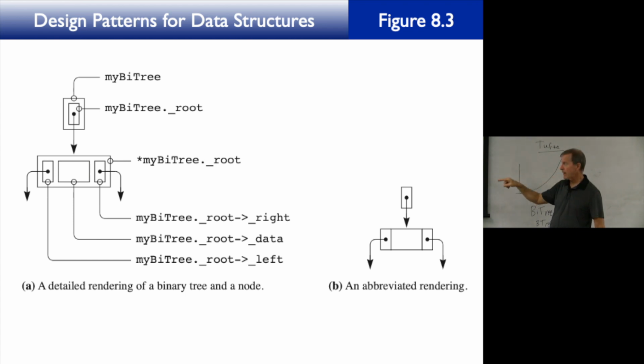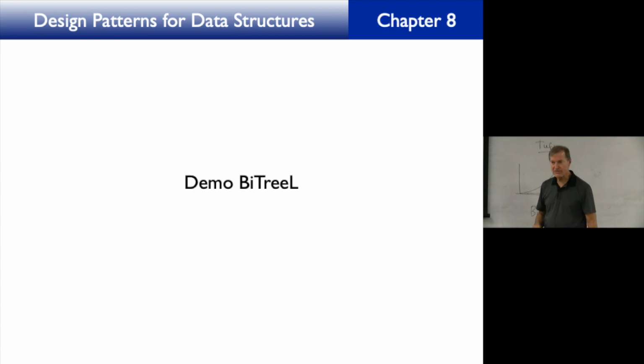And then my bi-tree dot underscore root arrow data is the data part, and my bi-tree dot underscore root arrow left is the left part. And what is the left part? Is it a binary tree, yes or no? No, it's a pointer to a node. But here in part B we're going to abbreviate it like this. Are we good? Is everybody clear? Now, let's do a demo.